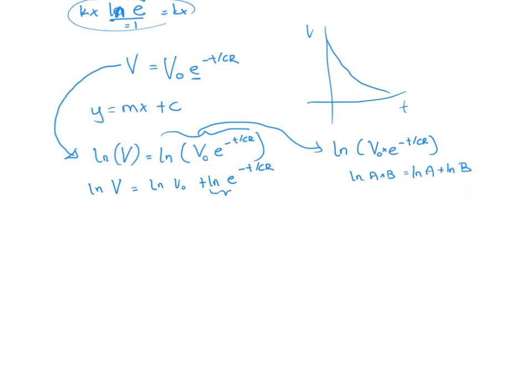But then again, we know something else about this expression. If I have ln e, log base e of e, then that is equal to 1. So that leaves me with ln V is equal to ln V naught, and this whole expression here disappears and I'm left with this one only. So I have minus, because it's plus, minus t over CR.